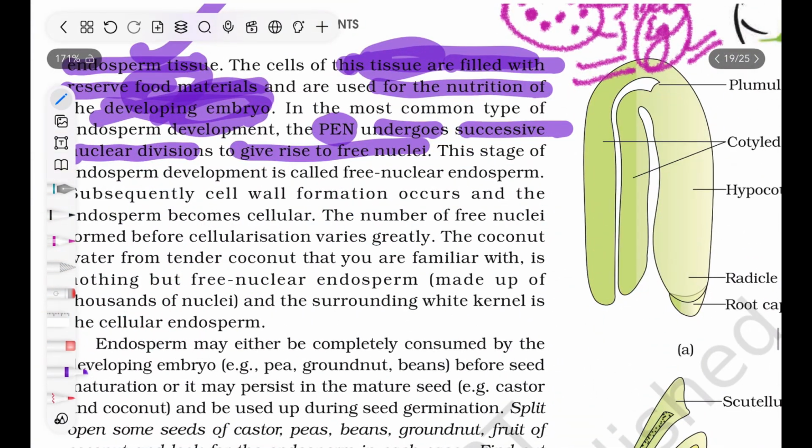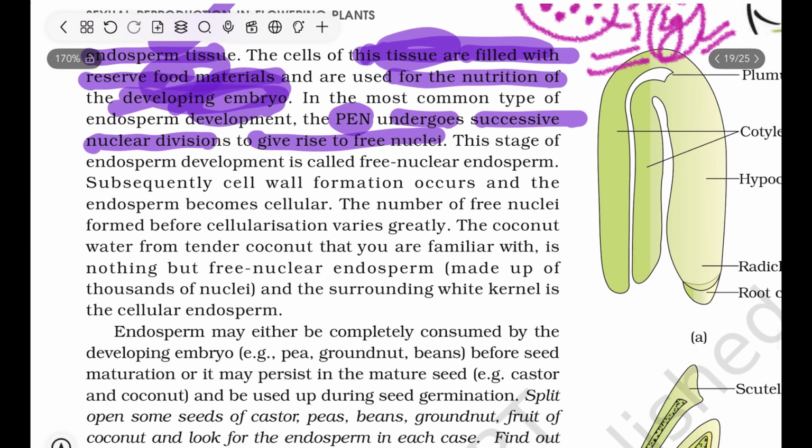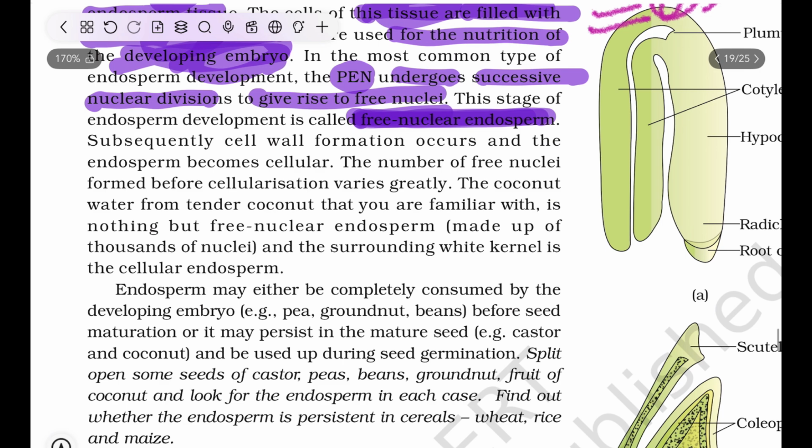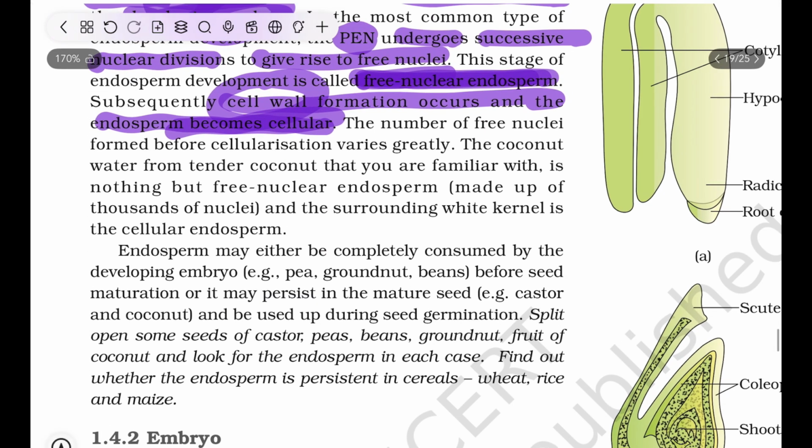Okay. One second. This stage of endosperm development is called free nuclear endosperm. And we call it free nuclear because the nuclei are free in the cytoplasm, so that is called free nuclear endosperm. Sequentially, cellular formation occurs and the endosperm becomes cellular. First karyokinesis, that is nuclear division, occurs, and after the free nuclear condition, when the cell divides, cytokinesis occurs that leads to formation of cellular endosperm.